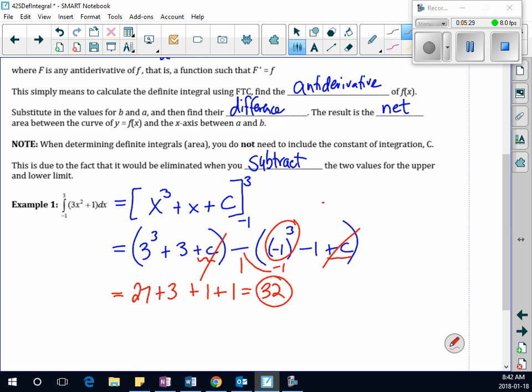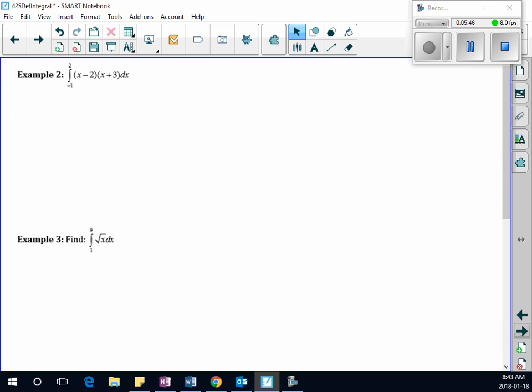Okay, just for fun, put this into your calculator and verify that you do in fact get 32. You can pause the video and try that right now. All right, let's move on.